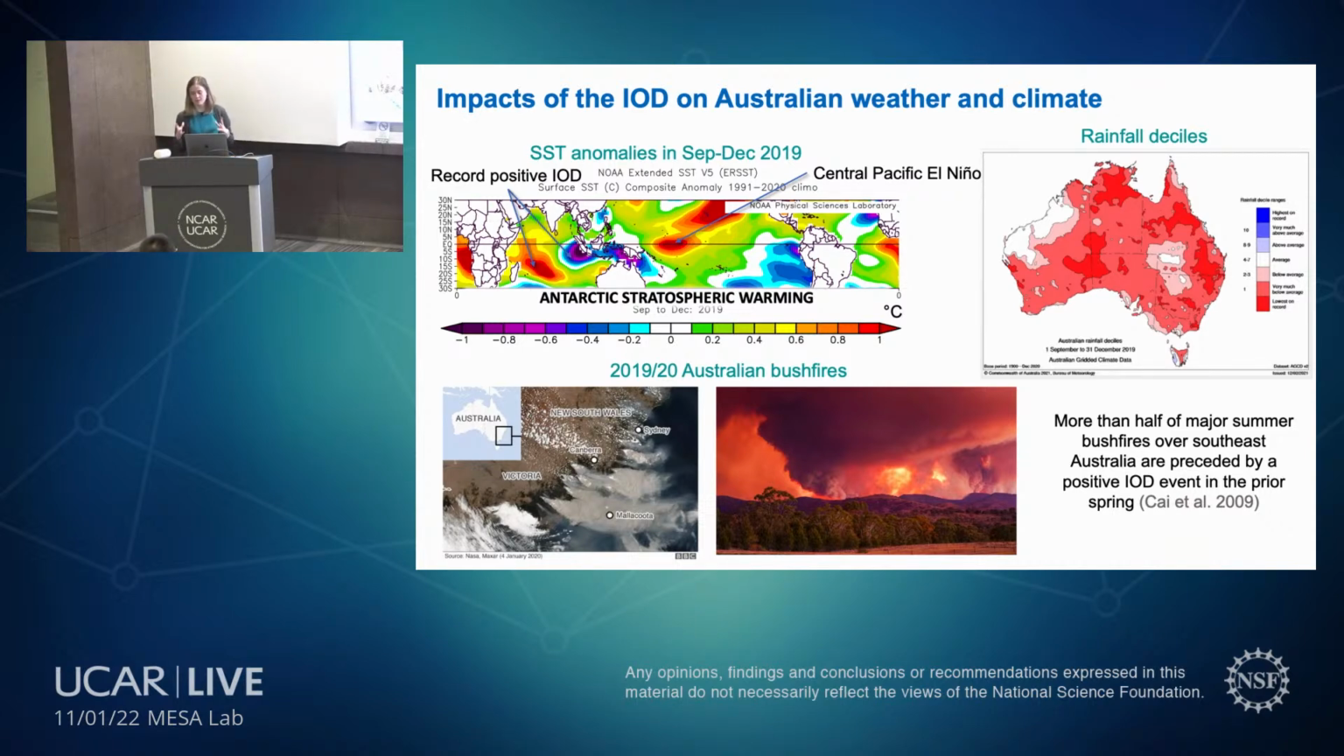And this is something that we tend to see: major summer bushfires tend to occur following a positive IOD event. But I will also note that although we had this positive IOD, there were also other things happening. For example, there was a Central Pacific El Nino event, which also promotes drying across Australia in this season, as well as a rare Antarctic stratospheric warming.